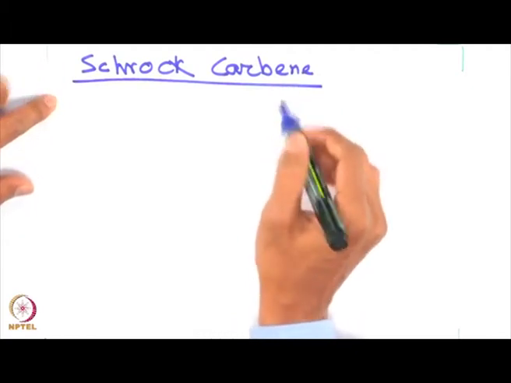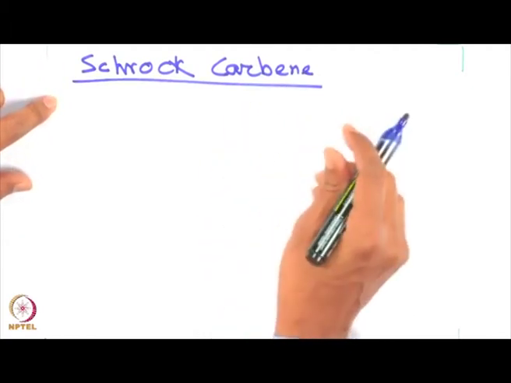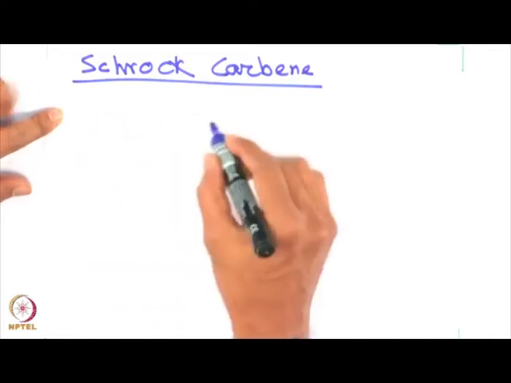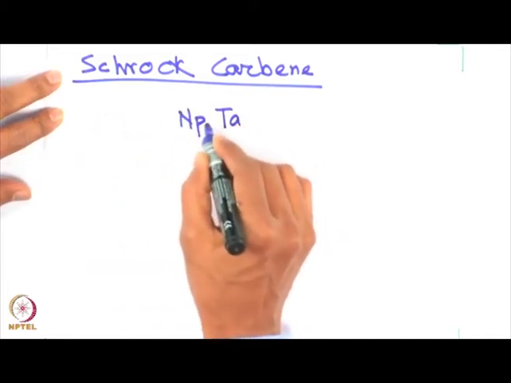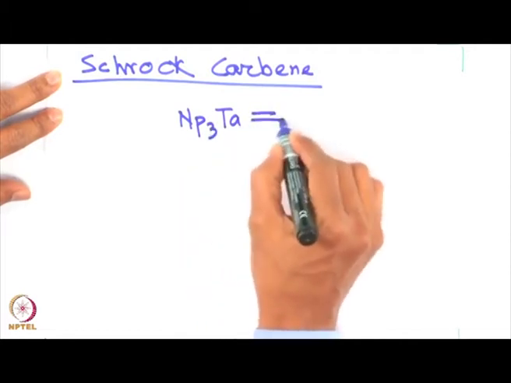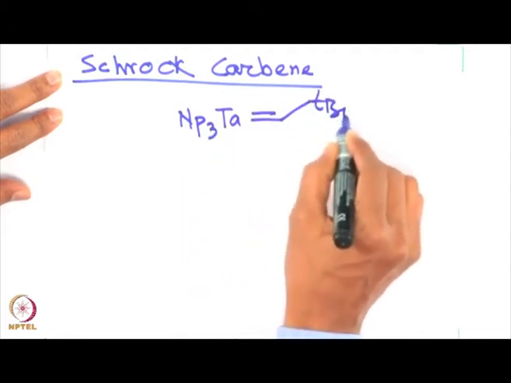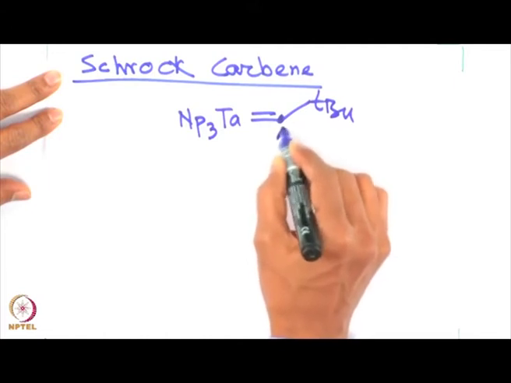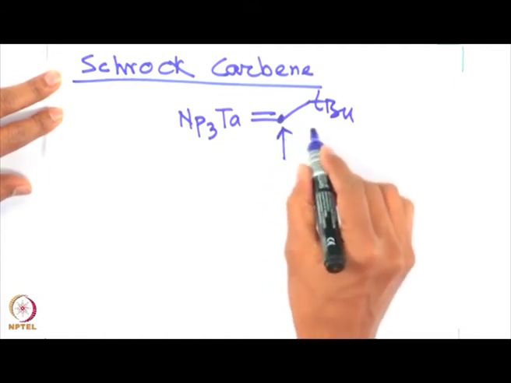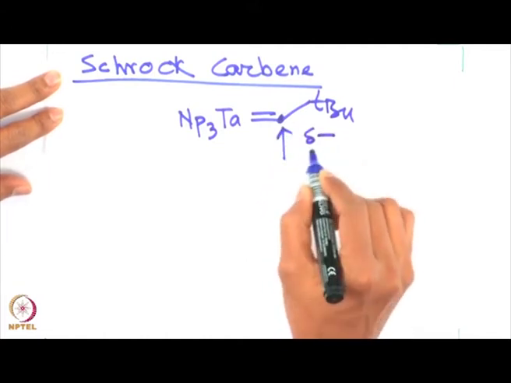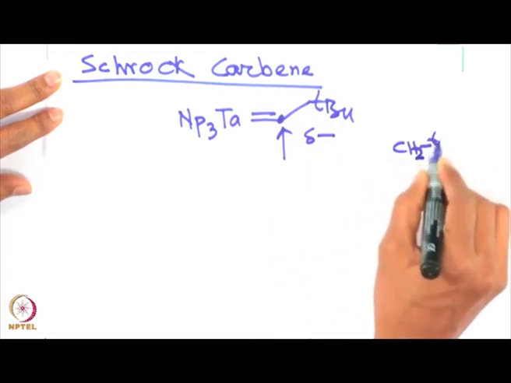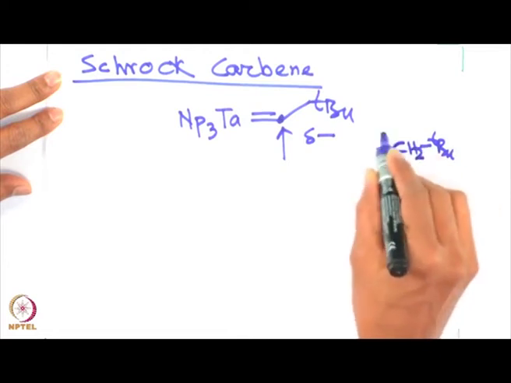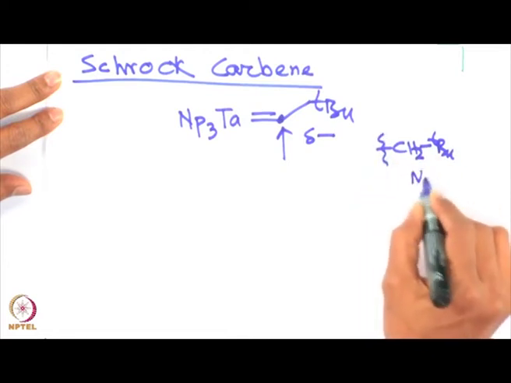These are also alkylidene type of molecules. We can have a tantalum complex with three neopentyl groups and the classical carbon center with the carbene. Now, this carbene, as you will see, is delta negative. Neopentyl groups are the ones where you have a CH2 tert-butyl group associated with it. This is your neopentyl group.